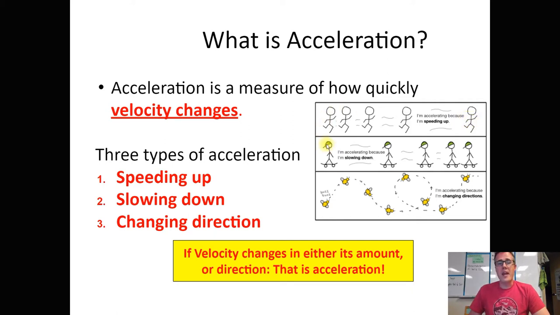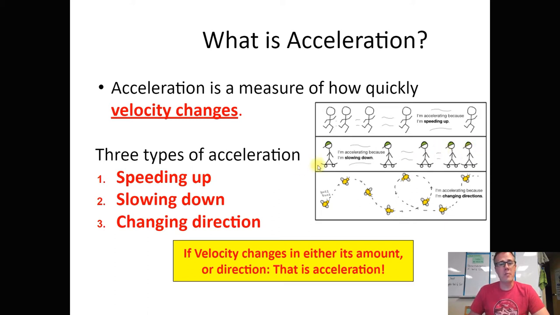But there's also negative acceleration, which would be another way of saying slowing down. So let's say you're going really fast, but then you go slower and slower and slower. That's a type of acceleration. We would usually call it deceleration, but technically that would be negative acceleration.